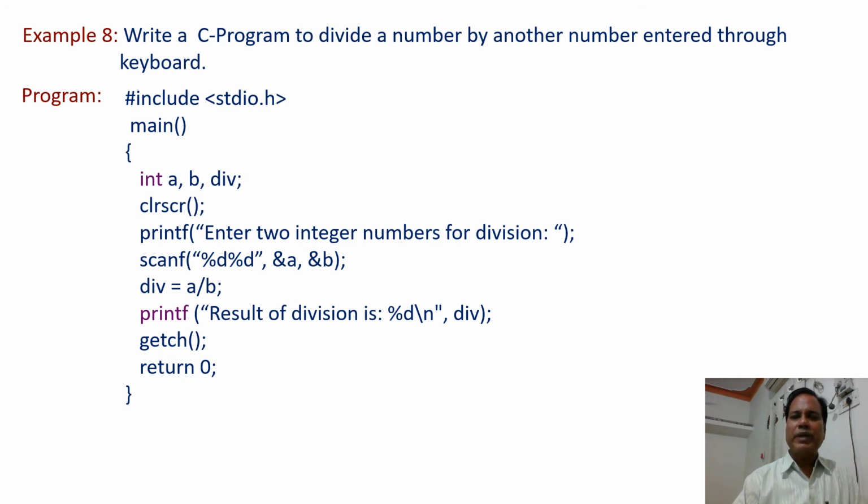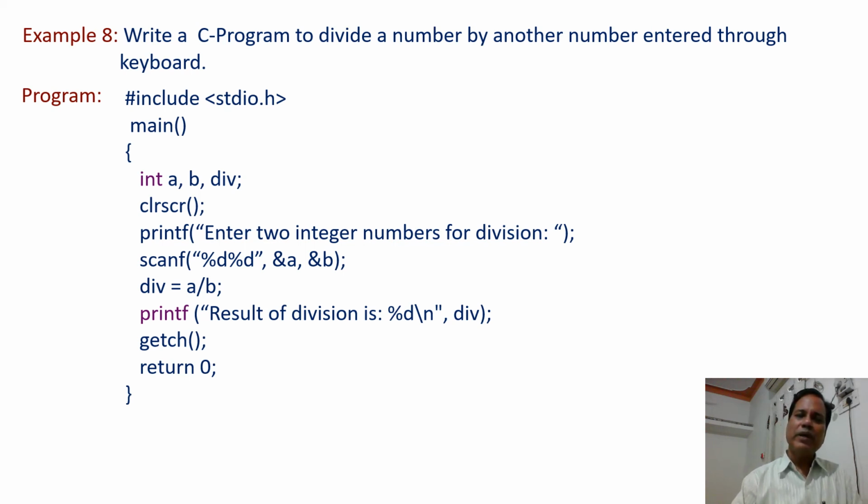The next statement is scanf %d %d, then ampersand a comma ampersand b. So when two numbers are entered through the keyboard, those numbers are stored in the variables a and b. Then using the next statement d equal to a slash b, we get the integer division of these two numbers. And then we print the result using the printf statement, result of division is %d. At this point, the value of the variable gets printed.